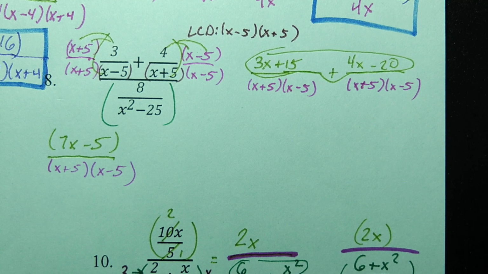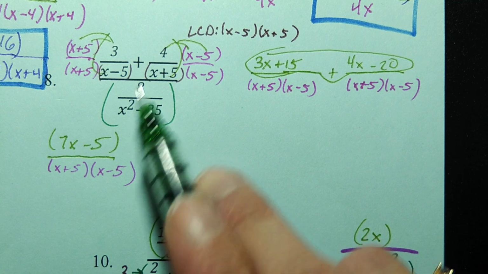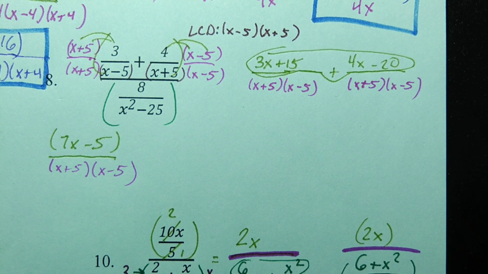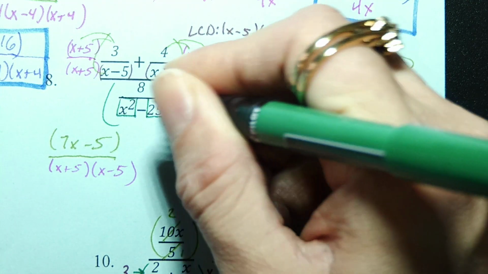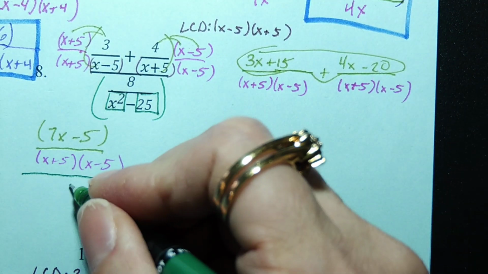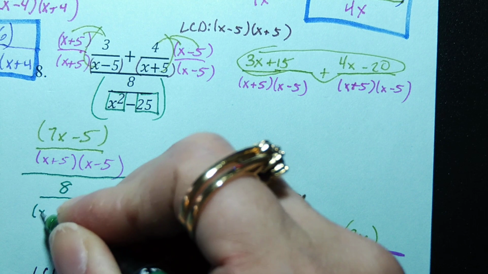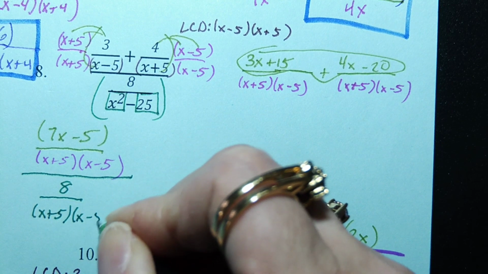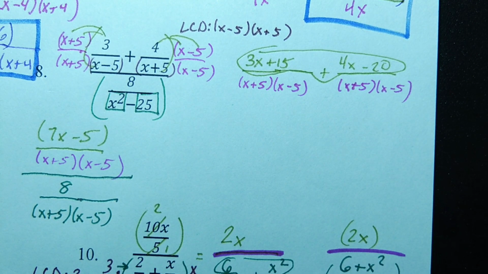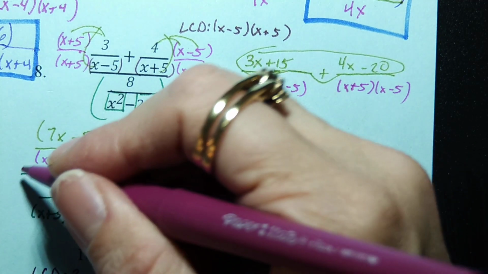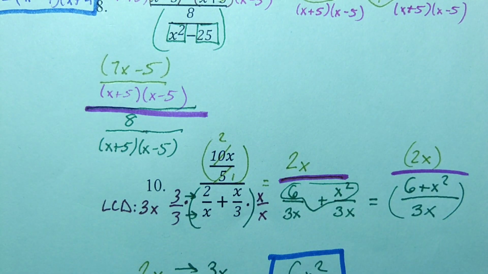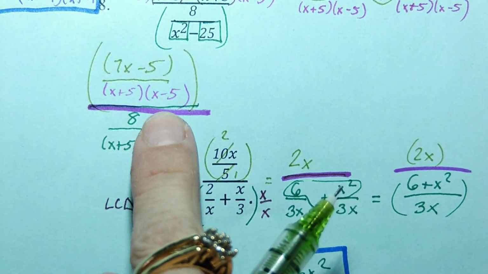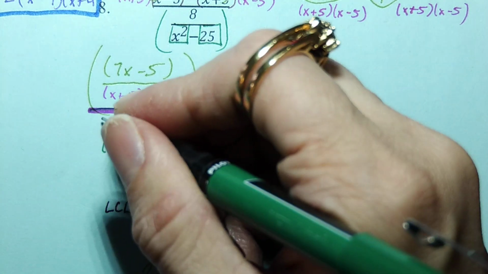So now for the bottom, I only have one fraction, just 8 over x squared minus 25. So there's no real operation to carry out here, but there is something I can do to the bottom of that fraction. What do you think we should do? Factor it. So this is divided by 8 over x plus 5 and x minus 5. There's our difference of squares. So then top fraction divided by the bottom fraction, keep the top, change the sign, flip the bottom.